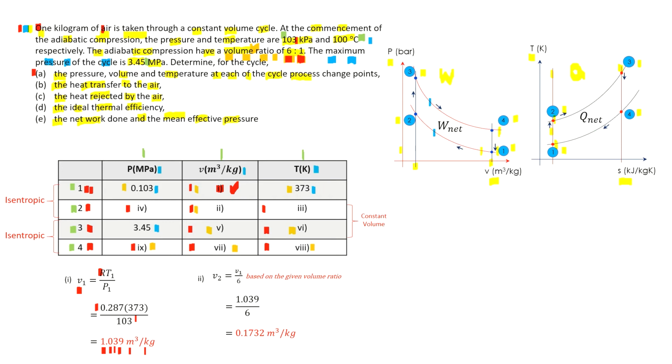Since the volume ratio is given, usually the volume ratio we have is Vmax over Vmin. Okay, Vmax over Vmin equals 6. So if, for example, you want to find V2, then you should have V1 divided by 6. The V1 we have found here, 1.039, divided by 6 based on the ratio given here. Okay, then you have your volume V2 found.